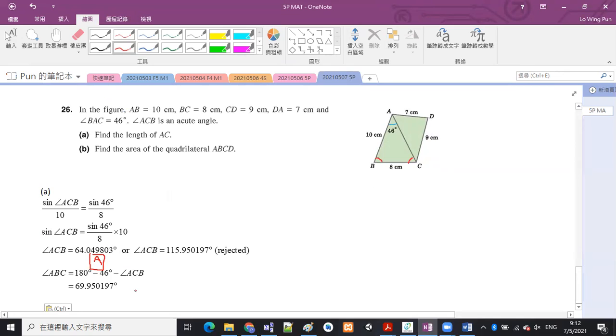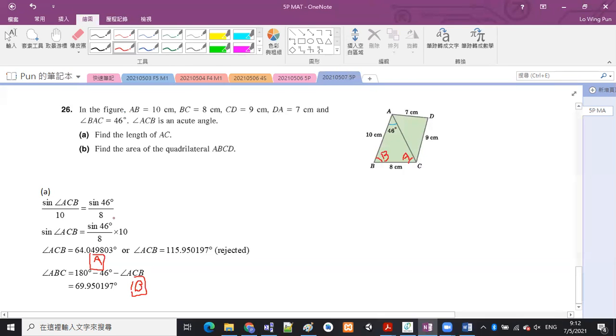So this one is memory B. This is A, and this is B. And now we have 8 cm, we have 10 cm, we have the included angle. So we are ready to use the cosine formula to find AC. So anyone here has used the sine formula to find AC? It's also okay, because we have one pair of corresponding length and angle, and then we have the third angle, then we can use sine formula. Okay, both of them will be okay.